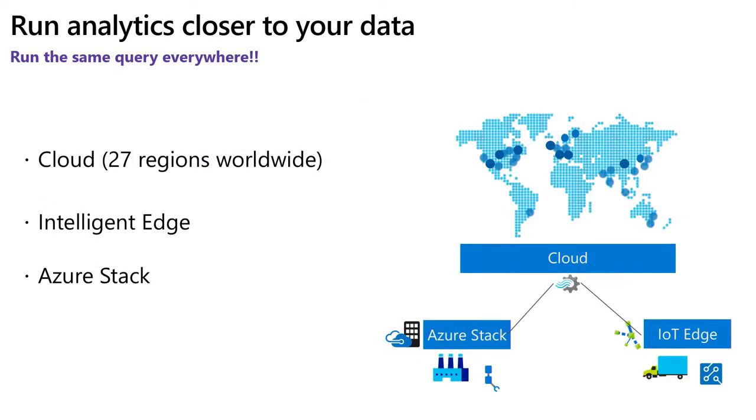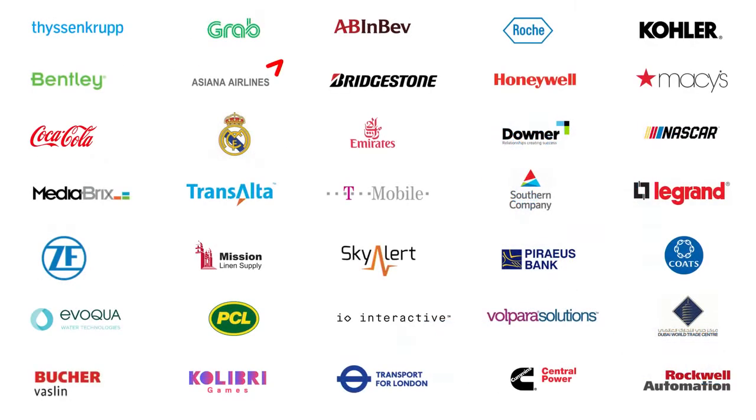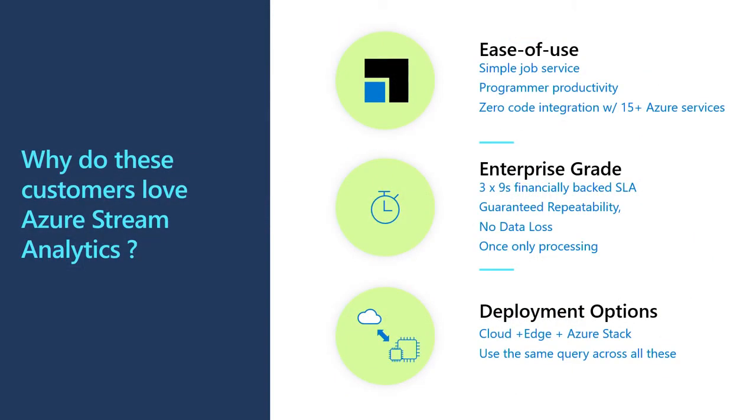To give some background, we are available in 27 regions worldwide, across Edge and Stack as well. Thousands of customers are using Stream Analytics. And why do they use it? It's mainly due to three things. One, it's so easy to use. Connecting to the input Event Hubs, writing to a database or a data warehouse, all that is just a matter of a few clicks. And to get an end-to-end pipeline up and running, you just need to know SQL. No need for complex custom code. As long as you know SQL, you'll be able to build a real-time analytics pipeline in less than 15 minutes. And I'm not even kidding.